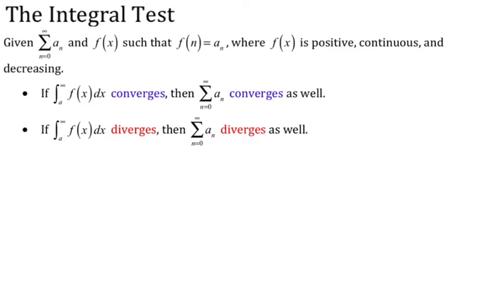Given the sum of a sub n and f of x such that f of n equals a sub n. So f of x is kind of generating the terms of the sequence that you're adding up to get the series, where f of x is positive, continuous, and decreasing, if the integral from a to infinity of f of x dx converges, then the sum from 0 to infinity of a sub n converges as well. So notice I'm just starting at a there because it just needs to be true eventually.